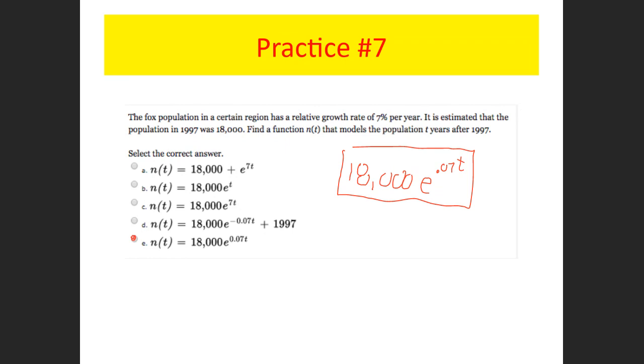Now, if I'm going to use this formula, remember, it starts in 1997, because that's when the initial population is. So if they said, what is the population in the year 2000? Your t-value would be 3, because 1997 is year 0, and then we're just adding 3 years on. So you have to understand when you're writing these equations, it is from the time that they tell you.